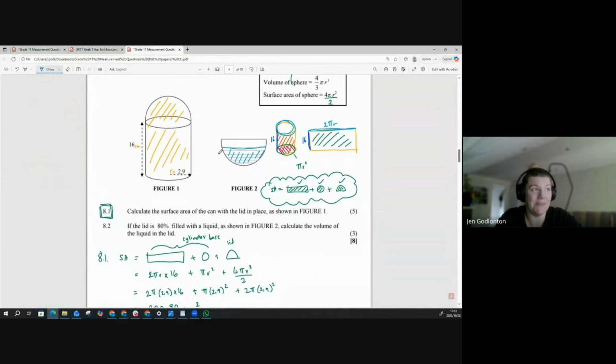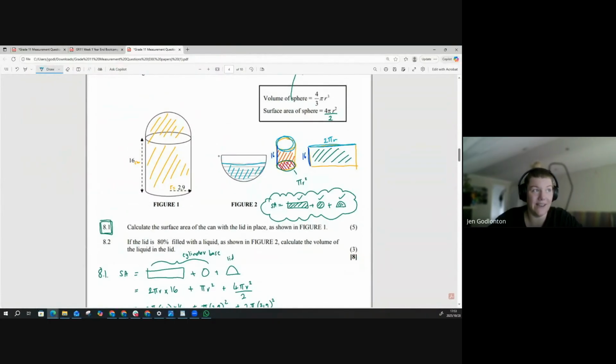So we need some things here. We need the volume of a sphere. That's this one over here. And if it's a hemisphere, we're going to divide that by 2. And then you're going to work out what 80% of that volume would be. There you go. Give that a try.